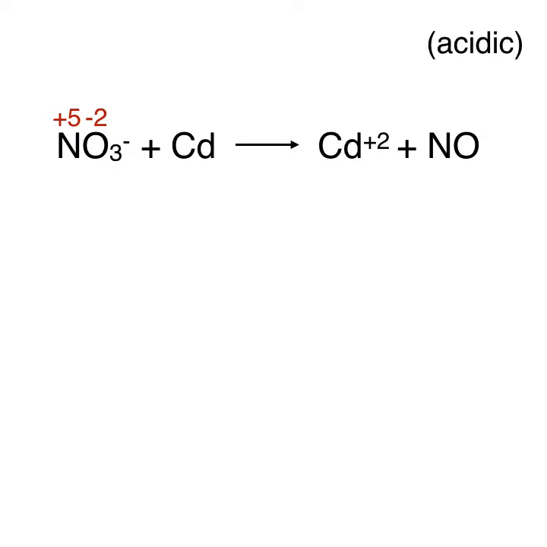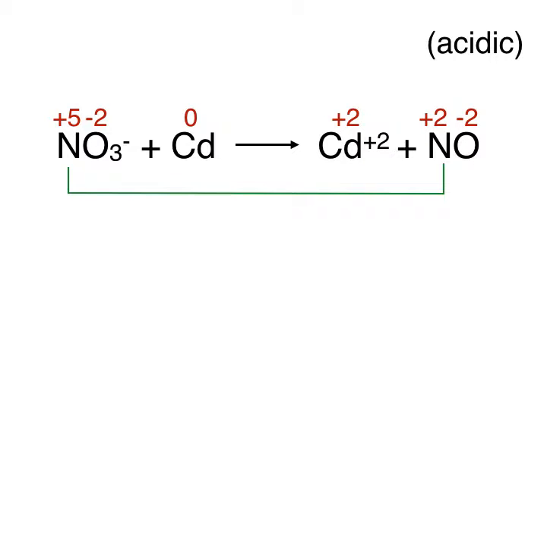Now onto cadmium, which is in its elemental form, so it has an oxidation state of 0. Our cadmium ion, on the other hand, will have an oxidation state of +2 due to its +2 charge. In our final molecule, once again, we know the oxygen must have an oxidation state of -2. This time, since there's only one oxygen and our molecule has an overall charge of 0, nitrogen must have an oxidation state of +2.